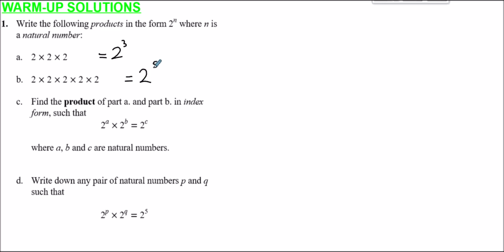Part C, find the product of part A and part B in index form such that 2 to the power a times 2 to the power b equals 2 to the power c, where a, b and c are natural numbers. So that fairly obviously is just writing this as 2 cubed times 2 squared equals 2 to the power 5. As you will have seen from GCSE, have a look at the exponents, the powers. How do 3, 2 and 5 relate to each other? Well, 3 plus 2 equals 5. This is one of the laws of indices we're going to work on today and also prove.